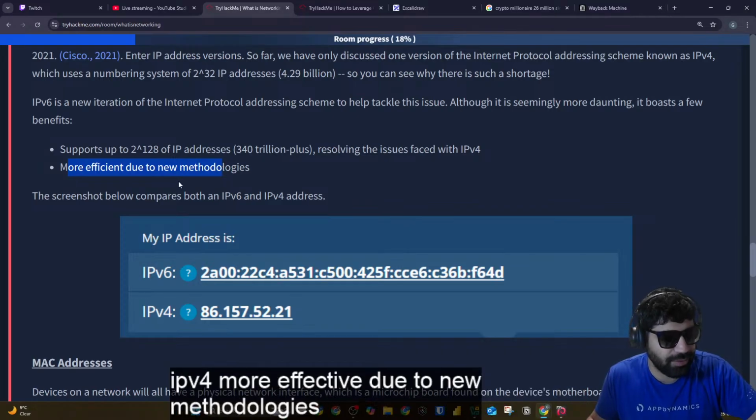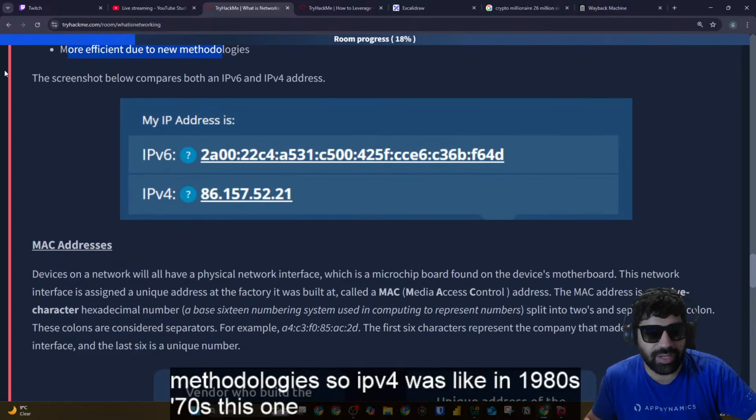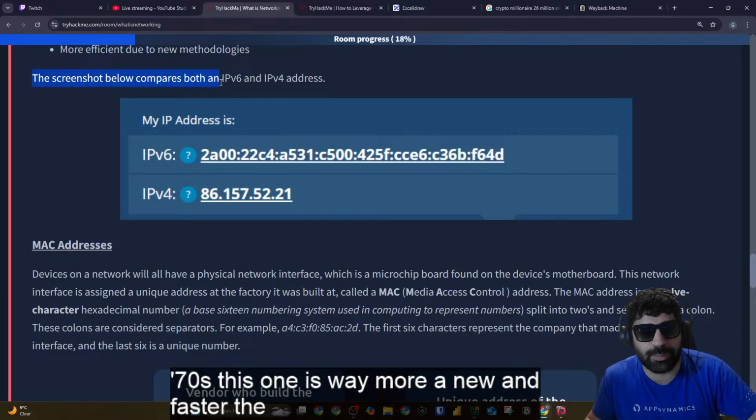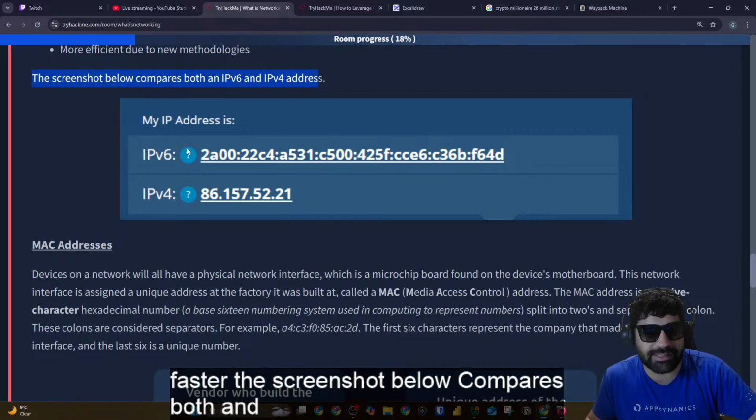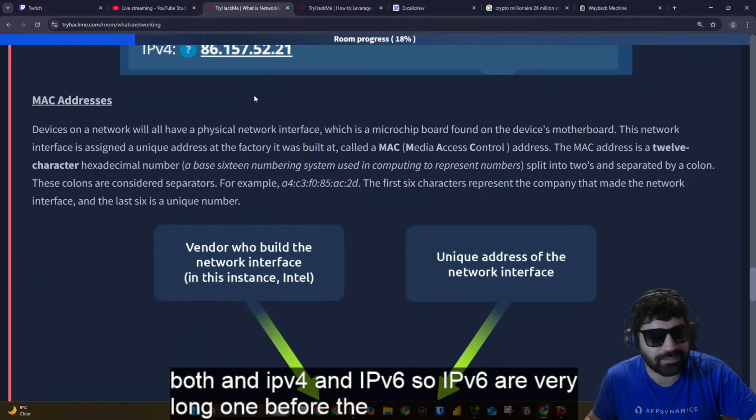So IPv4 was from the 1980s, or 70s. This one is way newer and faster. The screenshot below compares both IPv4 and IPv6. So IPv6 is a very long one, and IPv4 is the way I taught you.